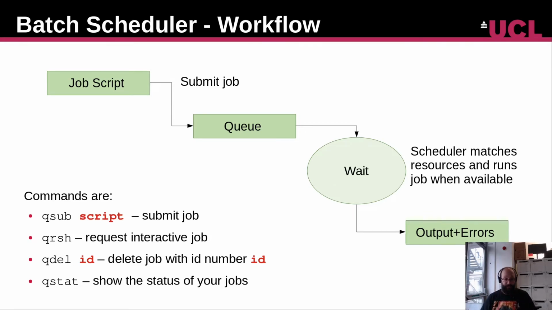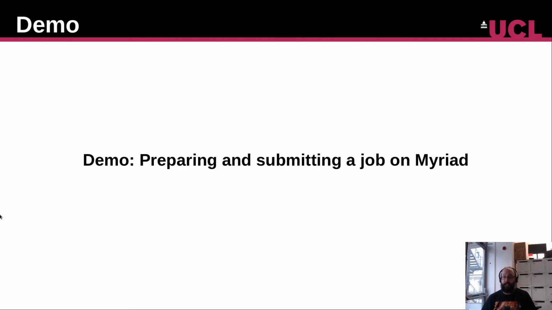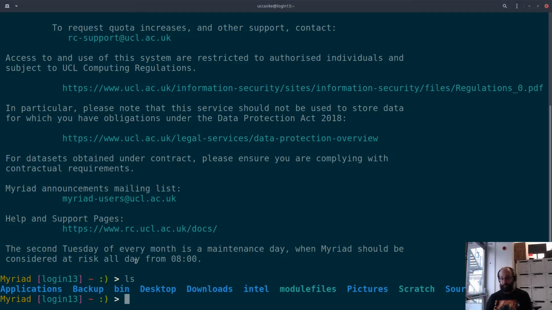qdel lets you delete a job that you've submitted previously, and qstat lets you see the status of your jobs in the queue. Right, and now I've got a little demo of where I'm going to submit a job.